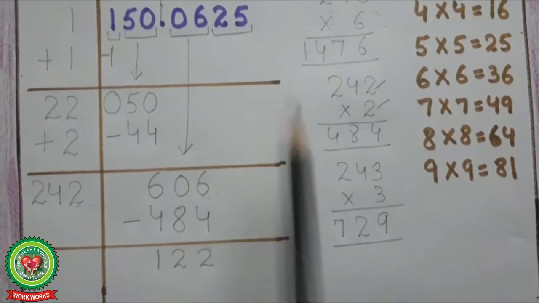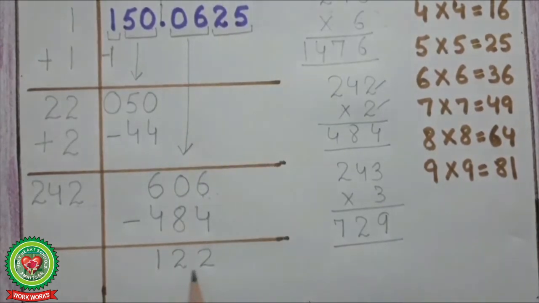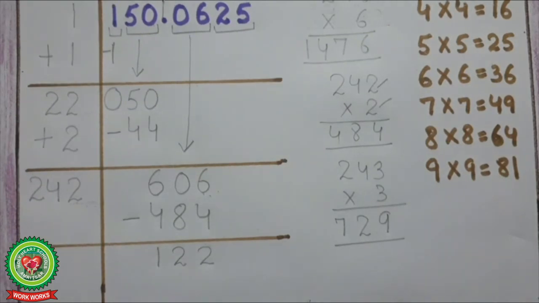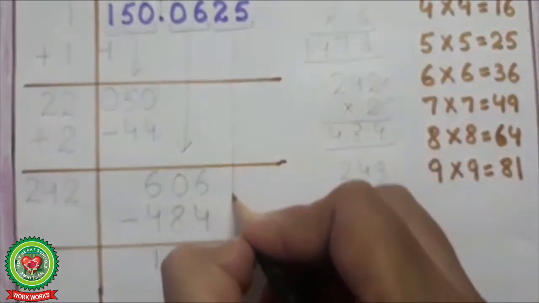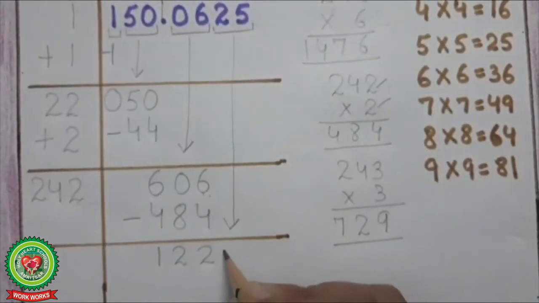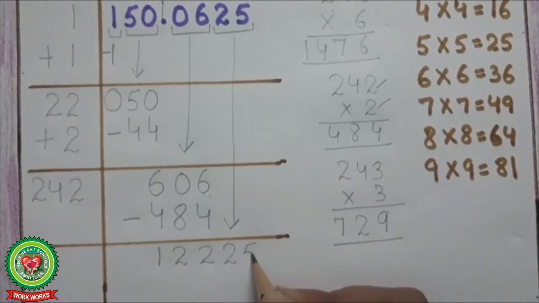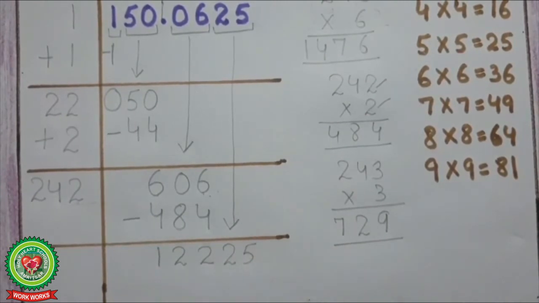Here we are left with one more pair and our remainder is also not 0. So we will repeat step number 4 again. And we will repeat these steps again and again until we are left with no pair. Here we will shift the next pair down like this and write it down with the remainder, such that 12,225 comes out to be our new dividend.